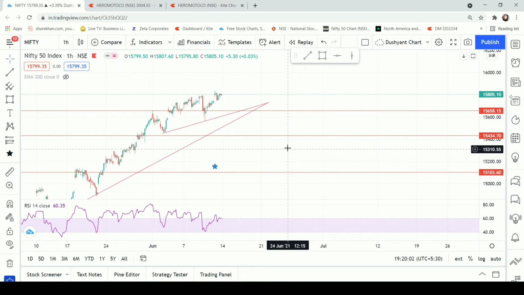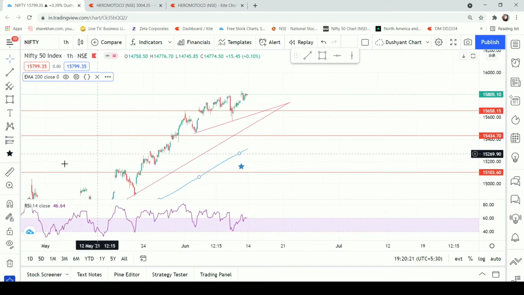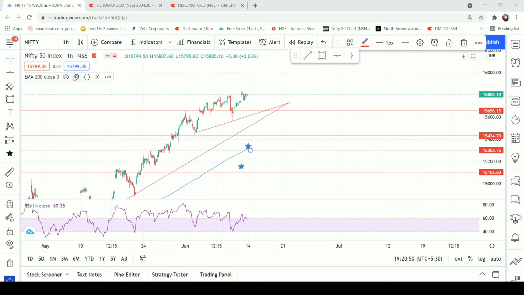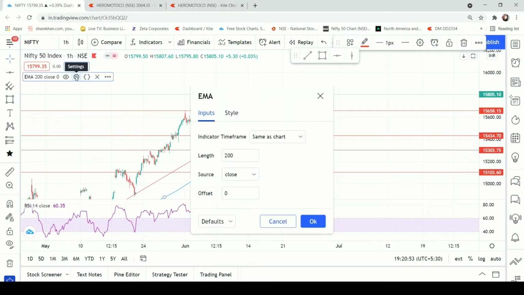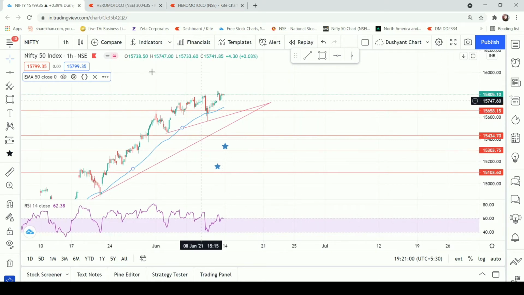And the third one is to plot the 50 EMA and 200 EMA. So this is the 200 EMA, right? Okay, now plot the 50. So the 50 is here.